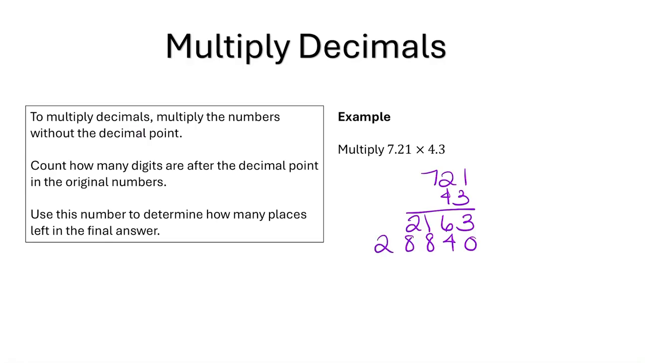And then I add these numbers together, so I have 3, 0, carry 1. 8 plus 1 is 9, 9 plus 1 is 10, so carry 1. 8 plus 2 is 10, plus 1 is 11, so I carry 1. 2 plus 1 is 3.